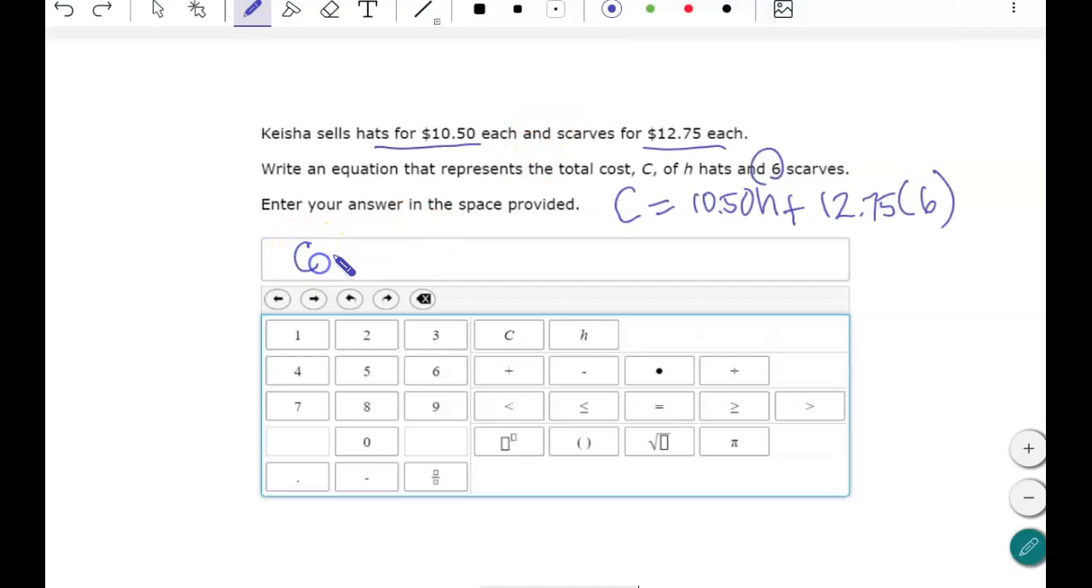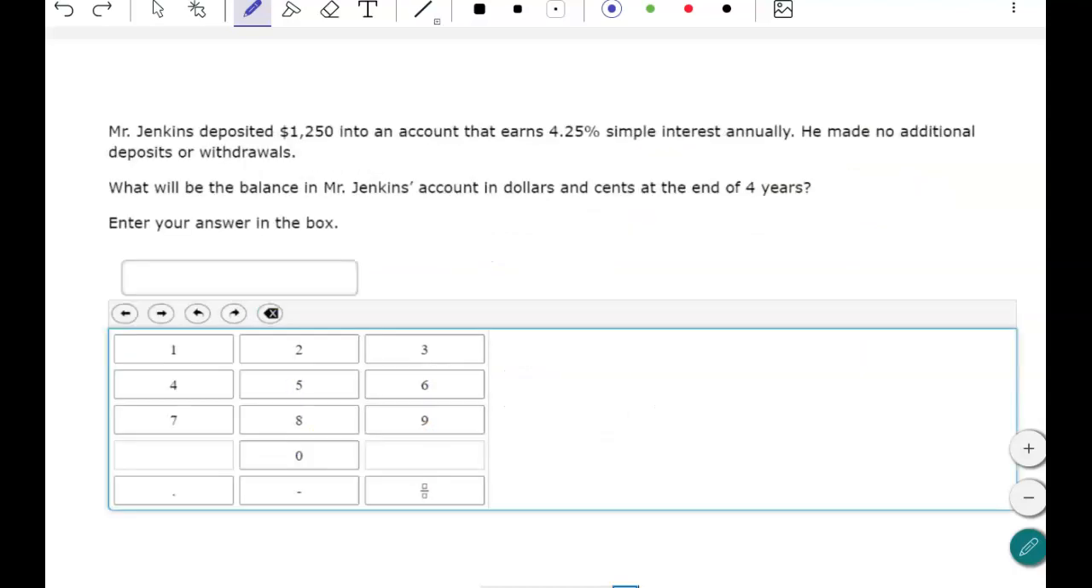So C is equal to 10.50H plus 76.50. All right, and you have your C, and then put the numbers in, decimal 50, and then the H. Then you have to put the plus sign, then the 76, the decimal 50. All right, should have time for one more.